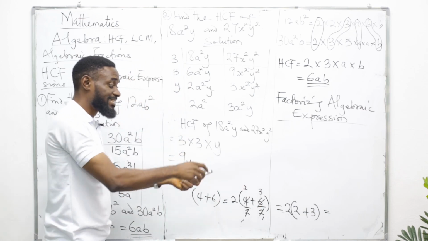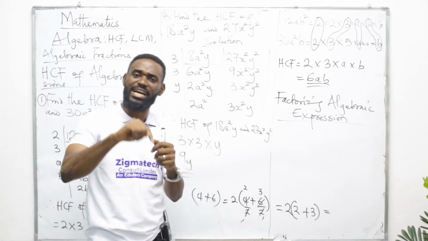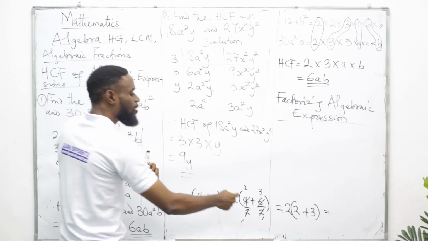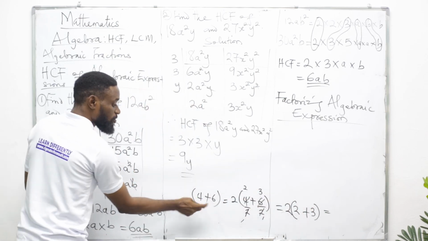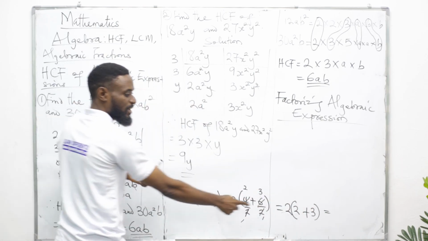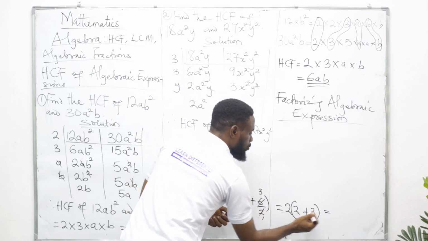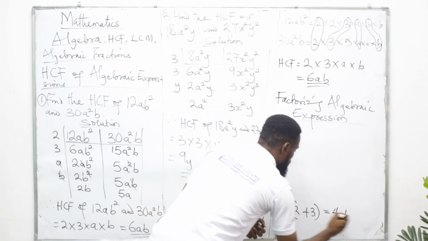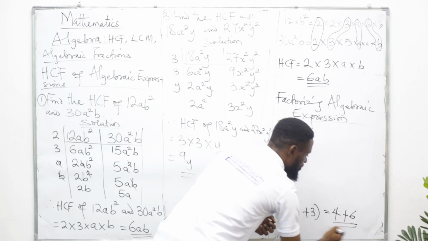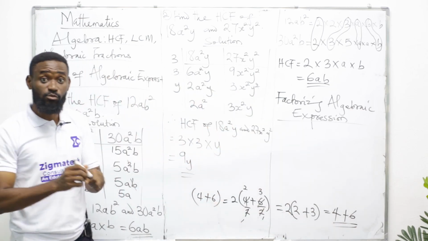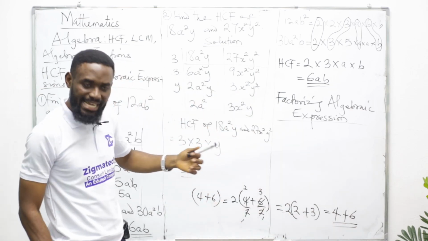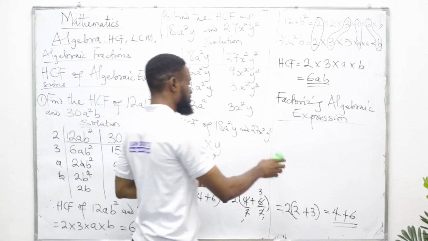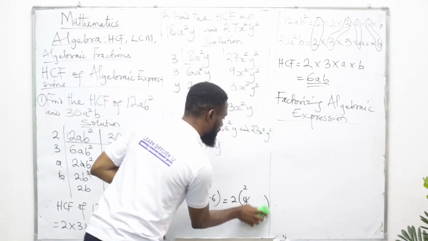So what that means is that if your factorization is correct, if you expand this, it should also give you what this is. If you expand this, 2 times 2 is what? 4. Plus 2 times 3 is what? 6. So can you see that? So that is what we want to look at. We can also factorize algebraic expressions. So let's look at that quickly.